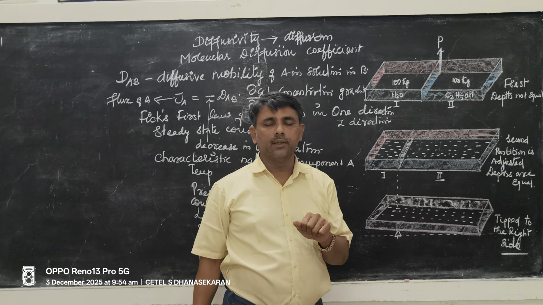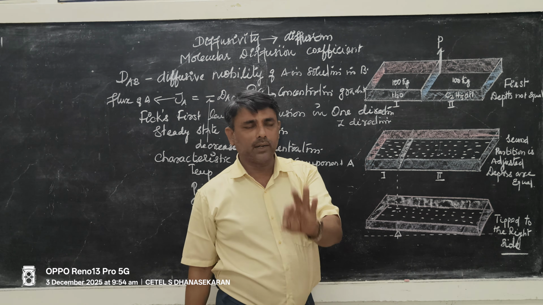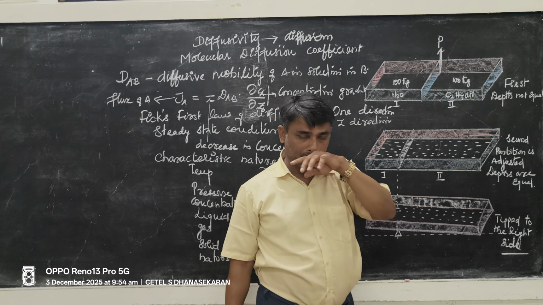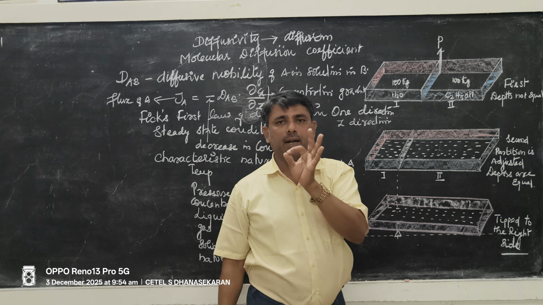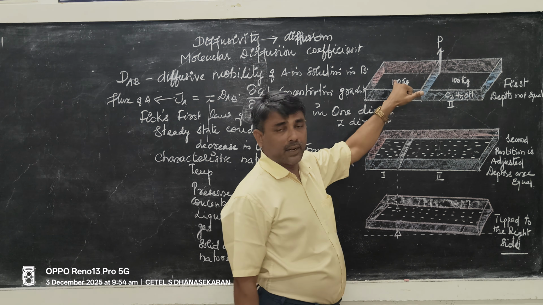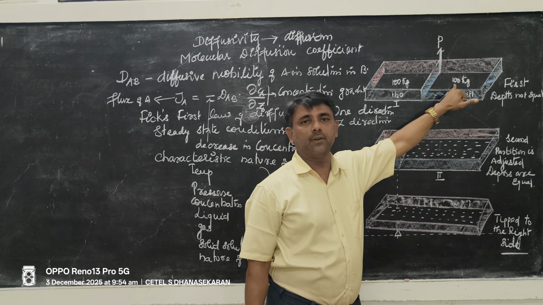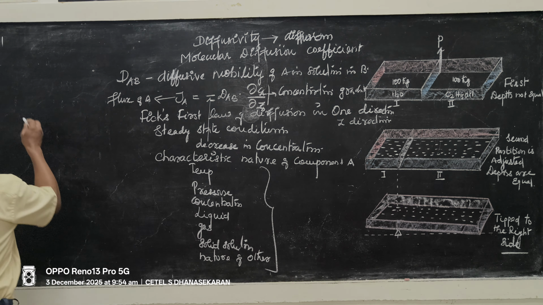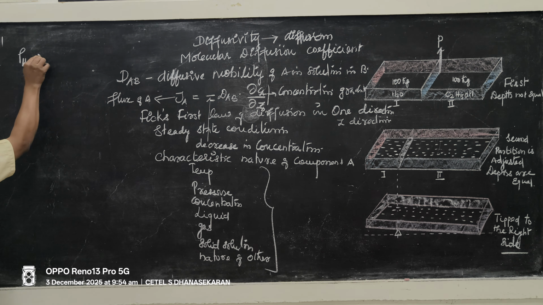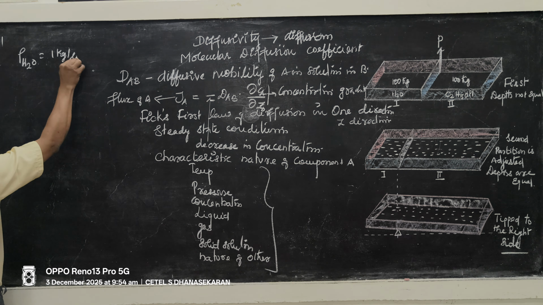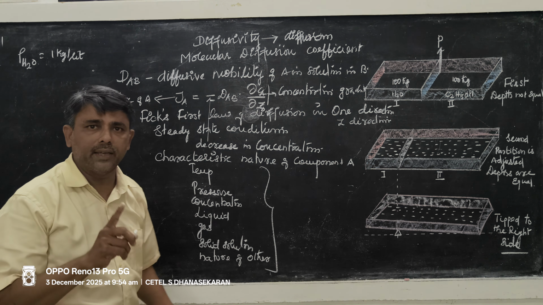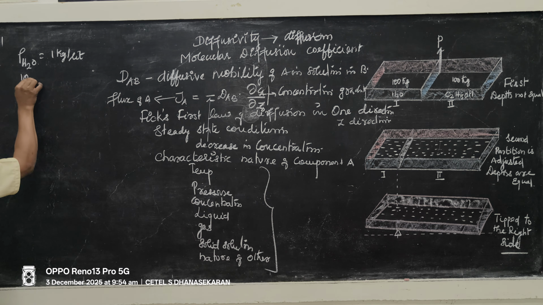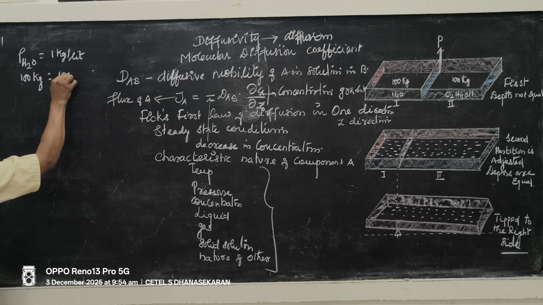What I am trying to do is take 100 kg of water in compartment 1 and 100 kg of ethanol in compartment 2. Clear? 100 kg water, 100 kg ethanol. Listen carefully. Density of water is 1 kg per liter. If you are taking 100 kg water, its volume becomes 100 liter.